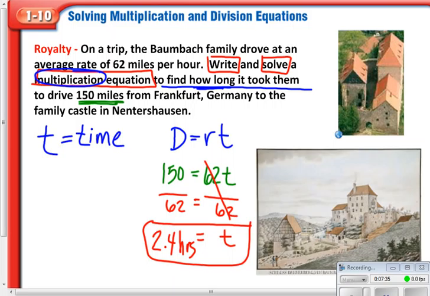This will conclude our lesson on 110, and I bet you did not even know that you were actually in the classroom with royalty here. Okay, this is a picture of the Bamberg Castle.